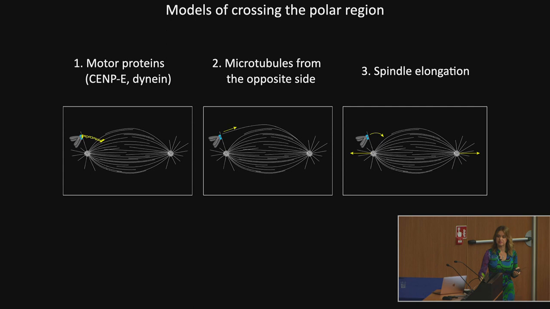Is there a possibility of pivoting of the astral microtubule? I mean, the microtubule attached to the polar chromosome? Is there a pivoting possible? It will be there, and it's a part of this model number 3. But let's quickly just look at model number 1 and 2.